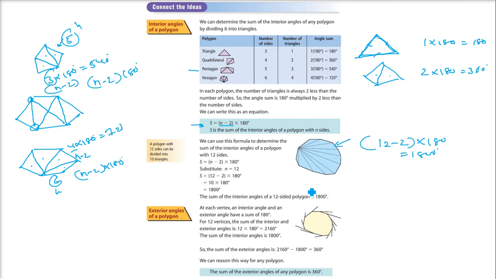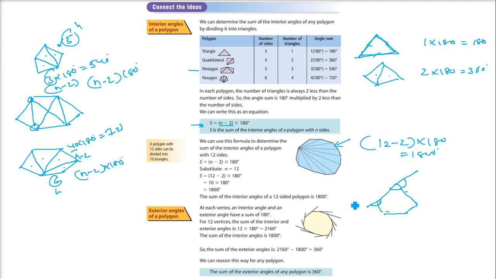When we talk about exterior angles of a polygon, at each vertex an interior angle and the exterior angle have a sum of 180 degree. So if we have 12 vertices, then the sum of interior and exterior angles will be what? I'll just give an example. Any side can be there. So this is the interior and exterior angle. So the sum of interior and exterior angles of all the vertices will be the number of sides into 180 degree. So how many sides do we have? 1, 2, 3, 4 here.